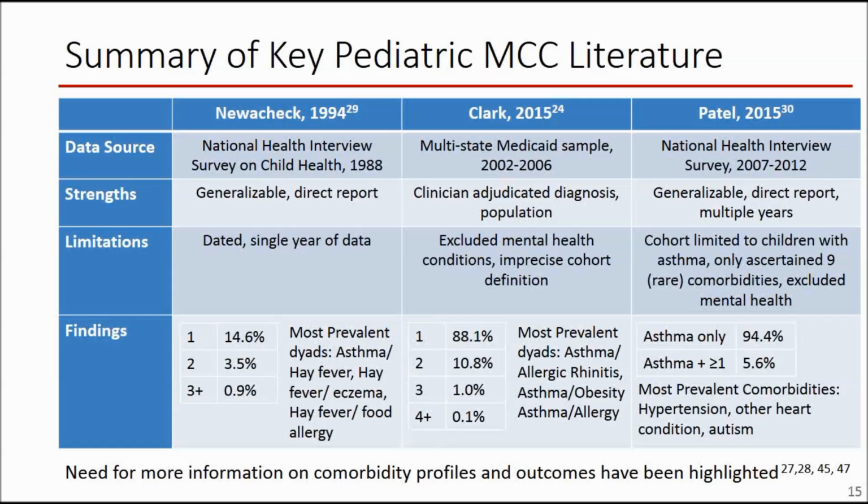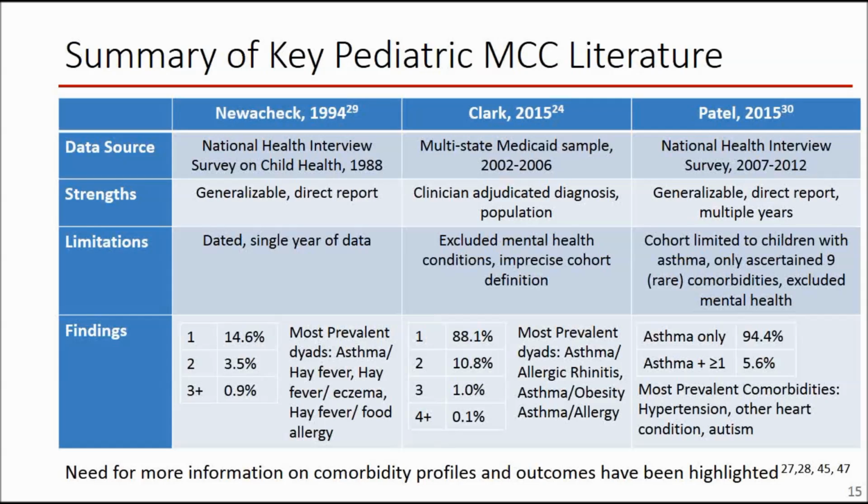Clark 2015, this is probably the closest analog to the study that I'm doing. She did this in a multi-state Medicaid sample. They used a clinician-adjudicated diagnosis. One of the interesting things about this study, and what I think is a main limitation of it, is they excluded mental health conditions entirely from the calculation of chronic illness. There's some policy discussion around why that might be the case, but we know that kids are being treated for mental illness, they're being diagnosed with mental conditions, but it's not included in these studies.